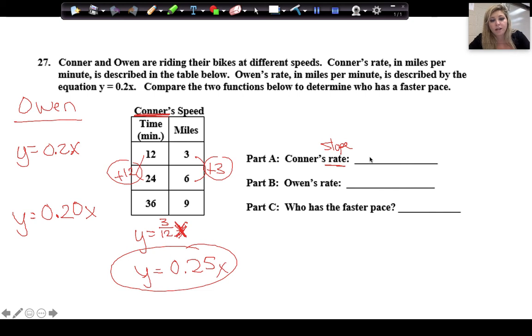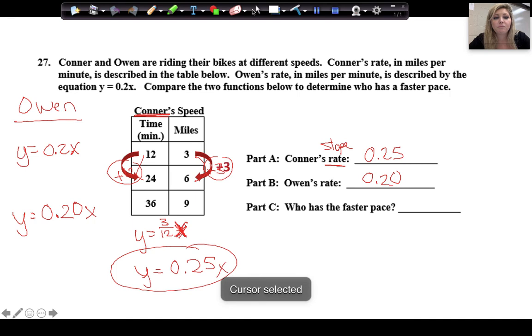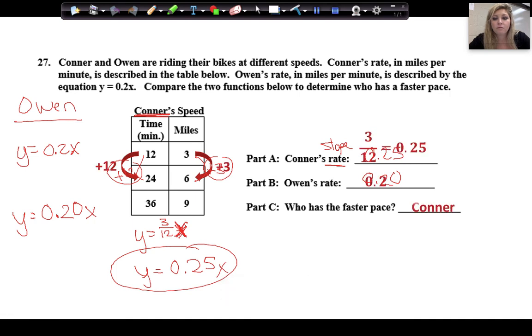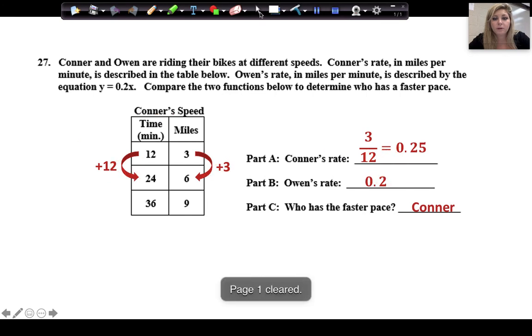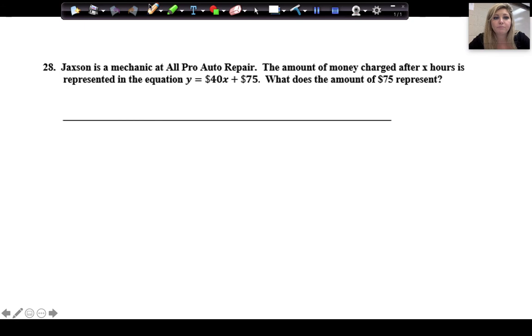So Connor's rate is 0.25 miles per minute, and Owen's rate is 0.2 miles per minute, or 0.20 miles per minute, and who has the faster pace? I forgot to write Connor's. So Connor has 0.25 miles per minute, and Owen's is 0.2 miles per minute, and Connor won.